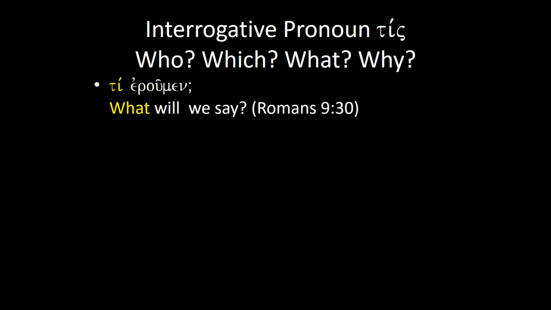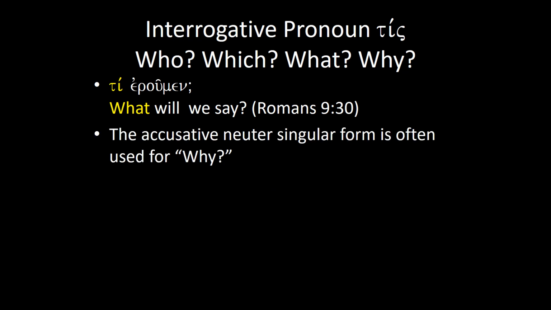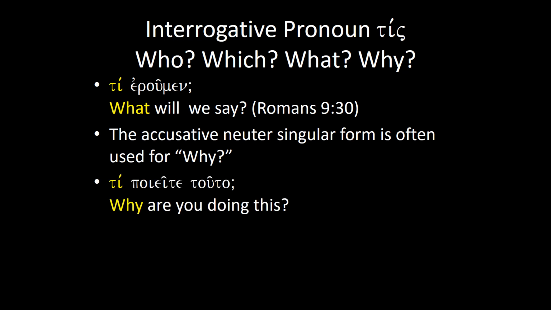Here a neuter one. Ti eroumen? What will we say? And then you can use this word for why when it's the accusative neuter singular form. Ti poieite touto? Why are you doing this? So this is the interrogative pronoun tis. Notice the accent mark and then notice the question mark that you'll almost always see somewhere in the sentence.